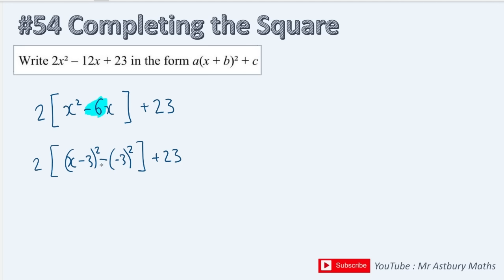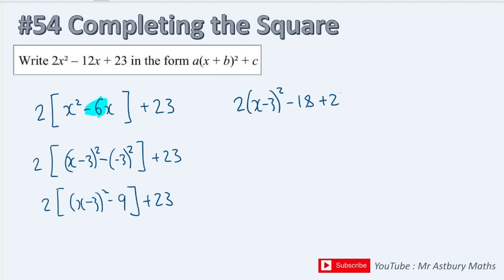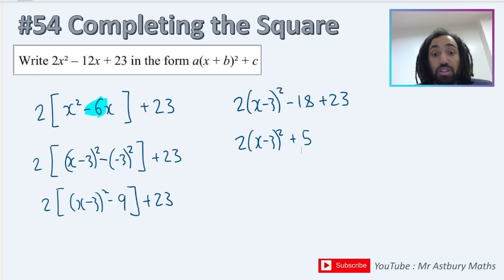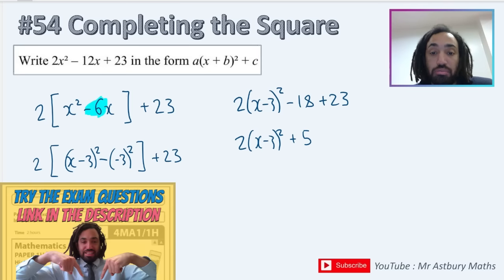Okay, now let's work out what's inside this square bracket. We're going to have minus 3 squared is 9, so it's just going to be minus 9. So it's going to be 2 lots of x minus 3 squared minus 9. And then we're going to multiply out that square bracket, which means I just times everything inside by 2. So I get minus 18, I've still got this plus 23, so that simplifies to 2, x minus 3 all squared, and then plus 5. And that's completing the square, done. Exam questions, let's move on.